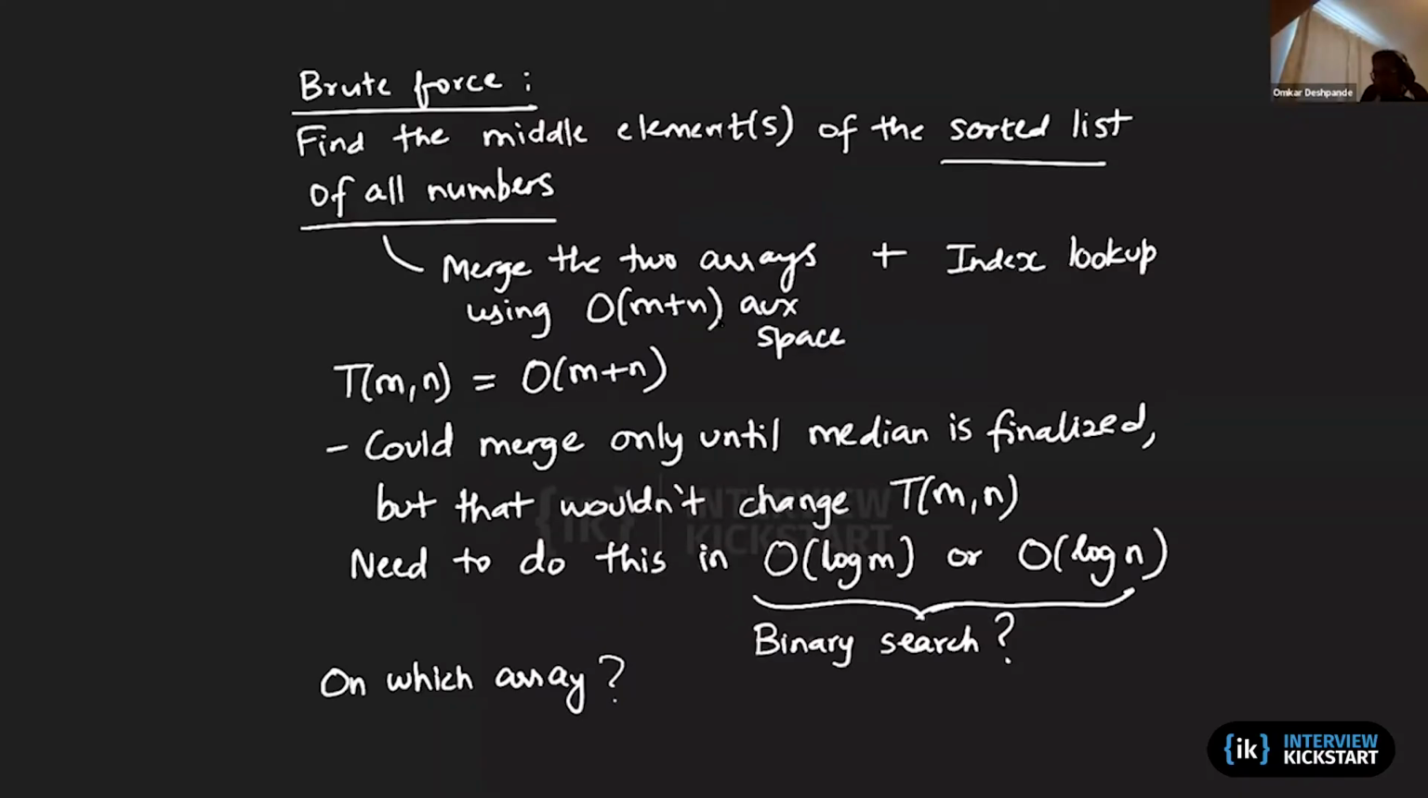If we had to be nitpicky, you could say that between log m and log n, we would prefer the array which has a smaller size to do binary search on. So if we had to be really nitpicky, we would pick the smaller array to do binary search on, hoping that each step will need only constant time. That's how we get that logarithmic complexity. For our purposes, we'll just assume that m is less than n and just do a binary search on the first array. That's the plan.